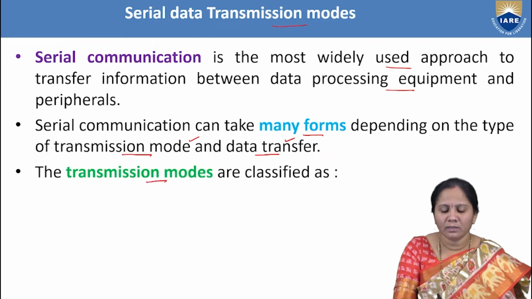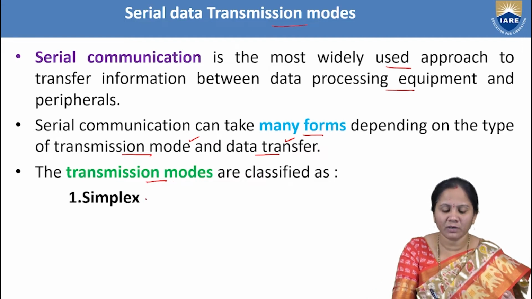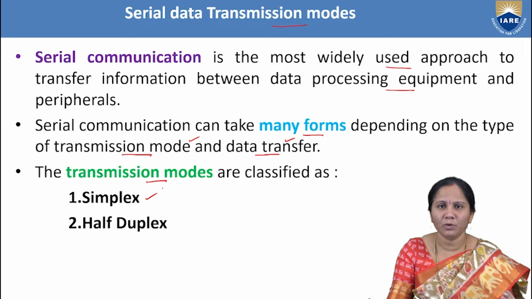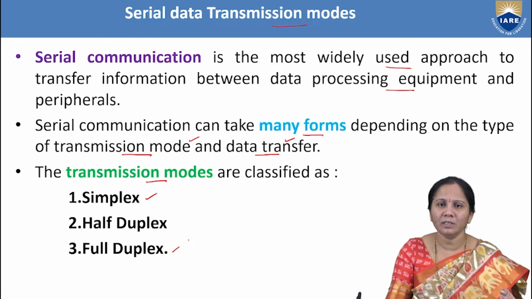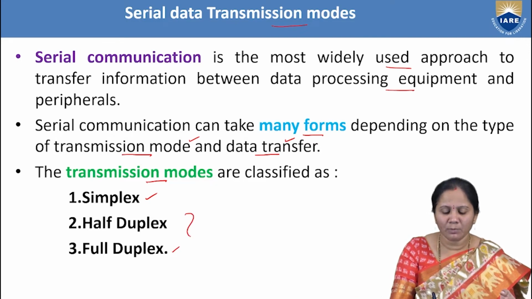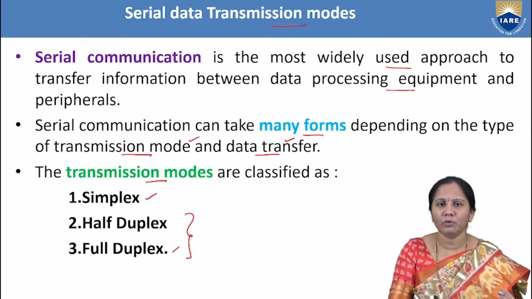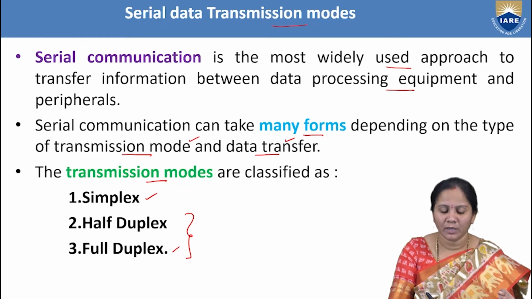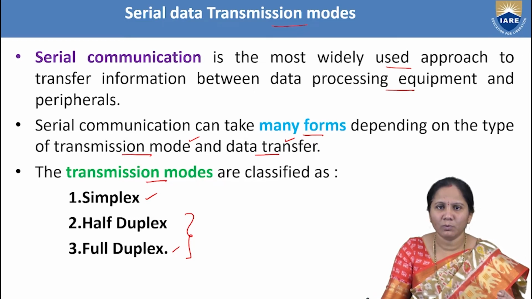So here there are different transmission modes. The first one is simplex transmission mode, the next one is half duplex transmission mode, and another one is full duplex transmission mode. These two come under duplex communications only, but there is a small difference between half duplex and full duplex communication. So we will see about these three transmission modes now.